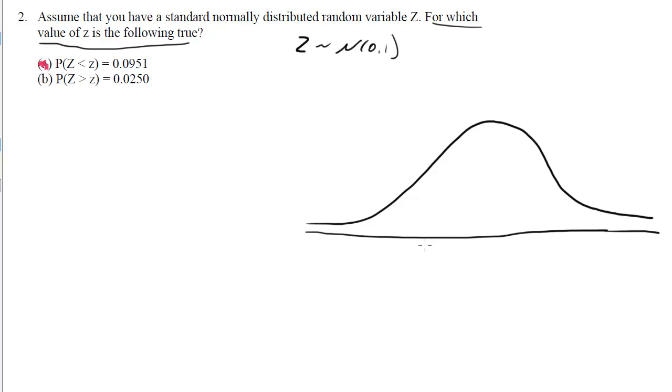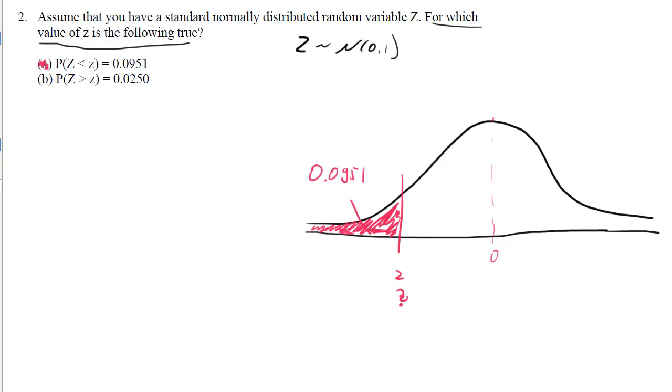0.0951. So here we have 0. We have a probability smaller than something. So let me just draw a random value here, and we want the probability that Z is smaller than that value, which is represented by this area, to be equal to 0.0951. And we are asking which value of z gives us exactly that probability.